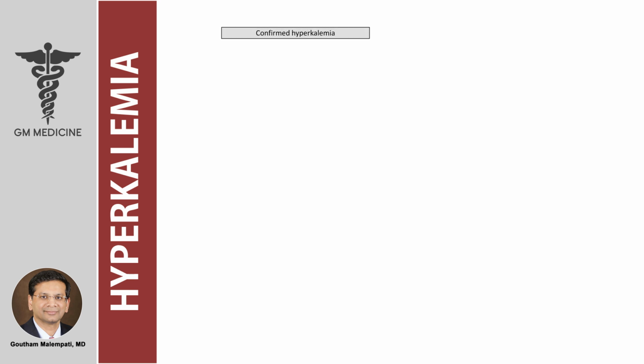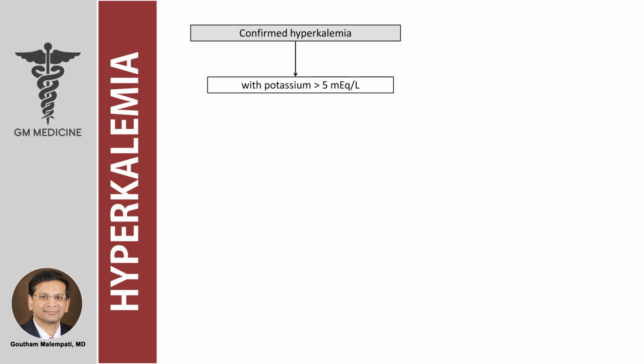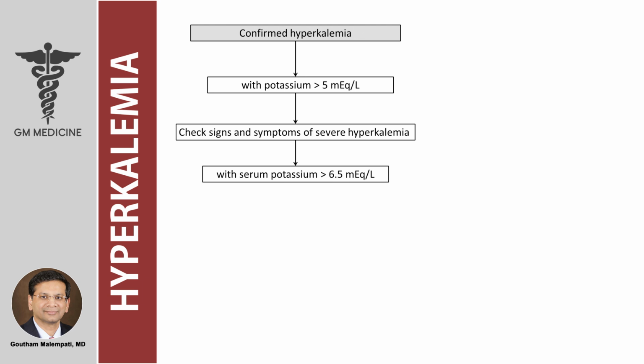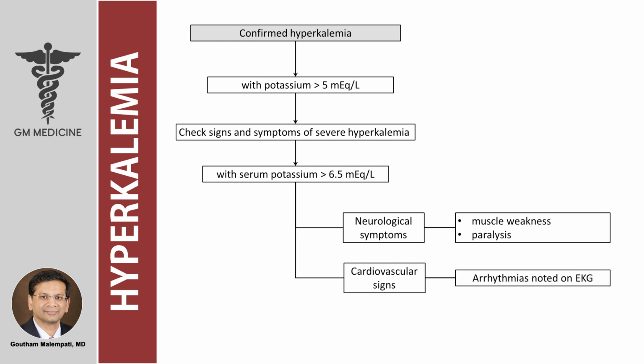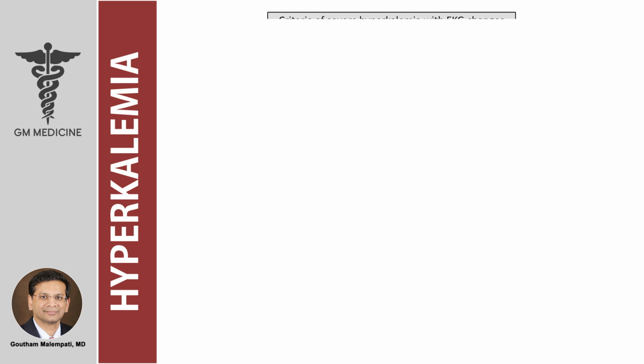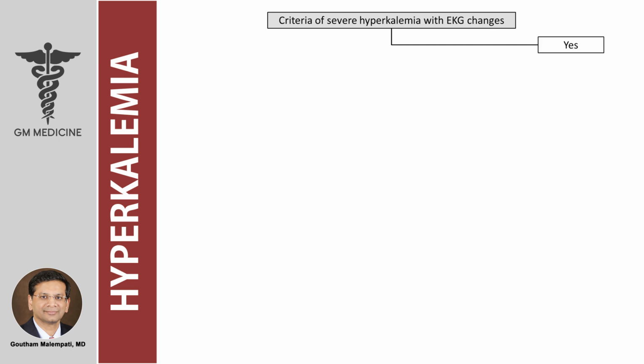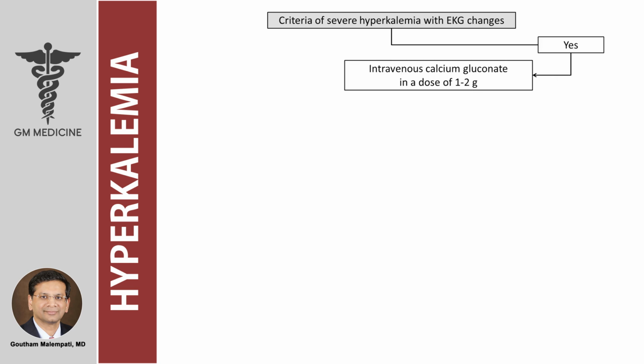Once we have confirmed that there is hyperkalemia with potassium greater than 5 millimoles per liter, one should look for signs and symptoms of severe hyperkalemia, which include serum potassium greater than 6.5 millimoles per liter associated with neurological symptoms such as muscle weakness and paralysis, or cardiovascular signs such as arrhythmias noted on the EKG. If there are criteria of severe hyperkalemia with EKG changes, then one should immediately administer intravenous calcium gluconate in the dose of 1 to 2 grams and repeat the dose if EKG changes persist.